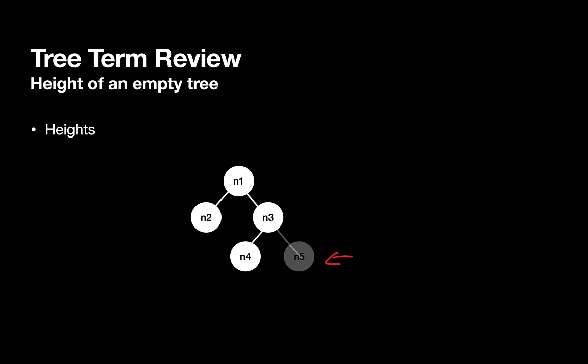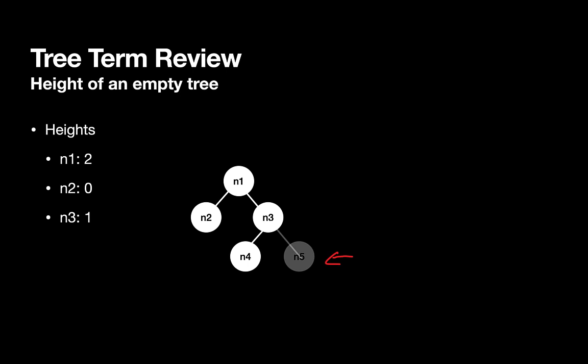Okay, so node 1 will have a height. We have a path of 1 link down to its left, and we have a path of 2 links down to its right. The maximum of those two is 2, so it'll have a height of 2. Node 2 has nothing below it, so we can think of its height as being 0.